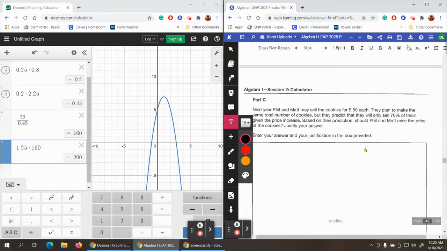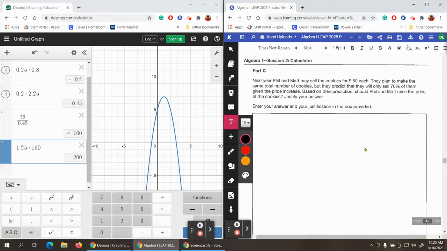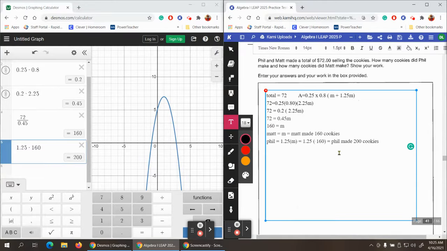All right, let's go to part C. Next year, they may sell the cookies at 50 cents. They plan to make the same amount of cookies, but they predict they will only sell 70% of the given prices. Based on their prediction, should Phil and Matt raise the prices? Justify your answer. All right, so we're looking back up here.